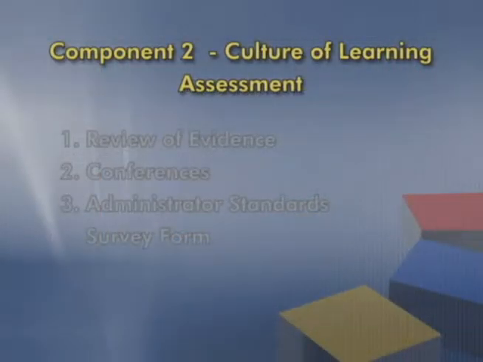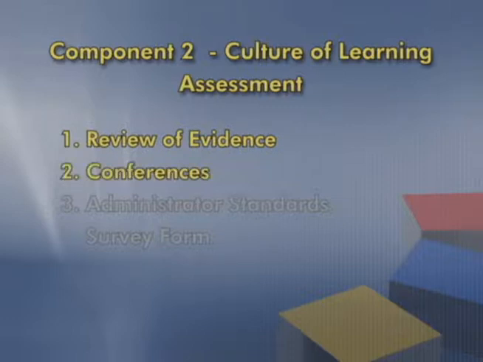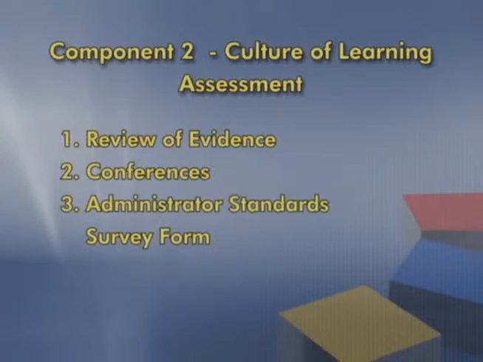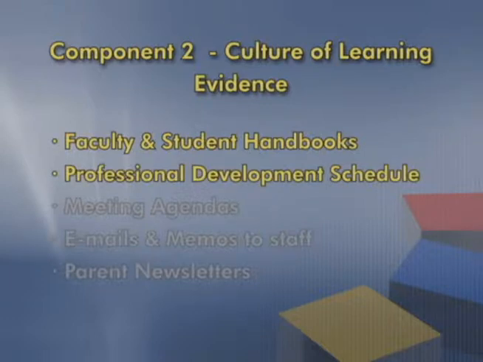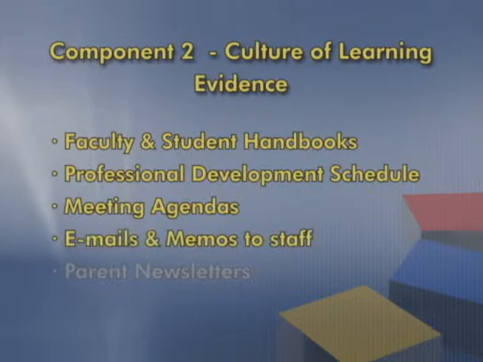The data for assessment for Component 2 includes a review of the evidence provided by the administrator, conferences between the evaluator and administrator, and use of the Administrator Standards Survey Form. Possible sources of evidence for Component 2 include faculty and student handbooks, a professional development schedule, meeting agendas, emails and memos to staff, and parent newsletters.